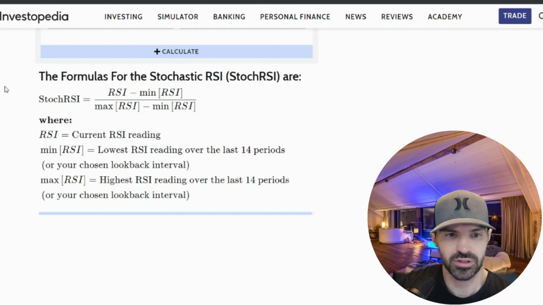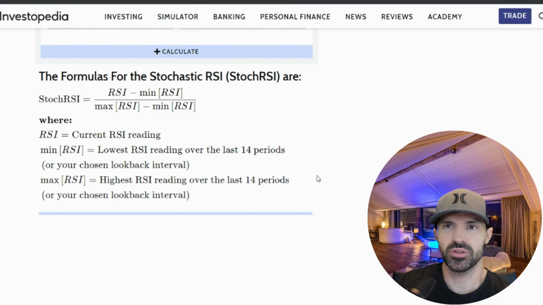So the formula for the stochastic RSI is as follows. Stochastic RSI equals RSI minus the minimum RSI, divided by the max RSI minus the minimum RSI. RSI equals the current RSI reading. Minimum RSI equals the lowest RSI reading over the last 14 periods. Max RSI equals the highest RSI reading over the last 14 periods.